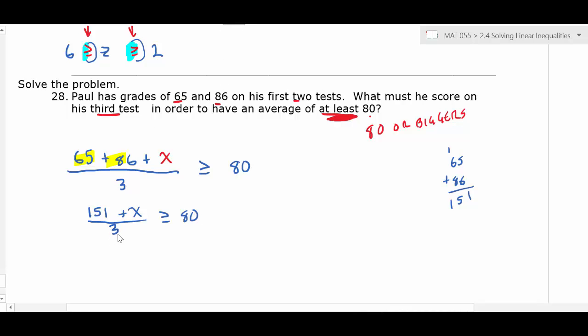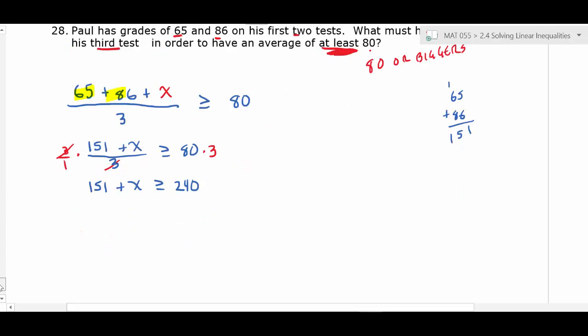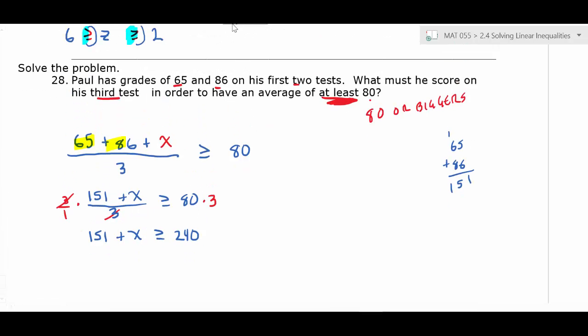So what I'd like you to see here is we have a fraction. Get rid of the fraction. So if you multiply this side by 3 and that side by 3, then that'll divide out the 3's. So you're just left with 151 plus x greater than or equal to 240. So now you just need to solve this inequality and then you're done. So all you really need to do on this one is subtract 151 from both sides. So this is going to give x greater than or equal to, and then let's just do 240 minus 151.